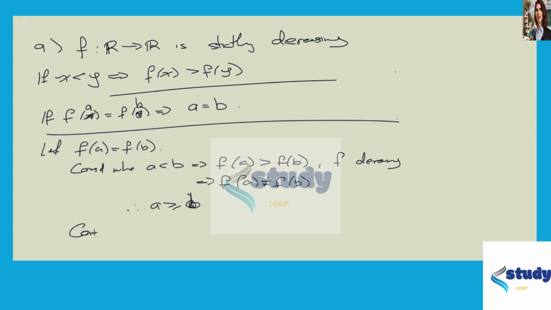So now we consider the case when a is greater than b. Well, this implies then that f of a must be less than f of b. So once again, this implies that f of a is not equal to f of b. But because we want f of a to be equal to f of b, we must remove this from our equation. So therefore, it follows that a is equal to b.